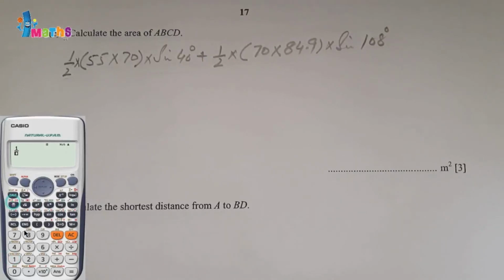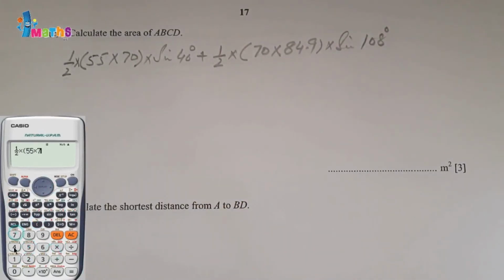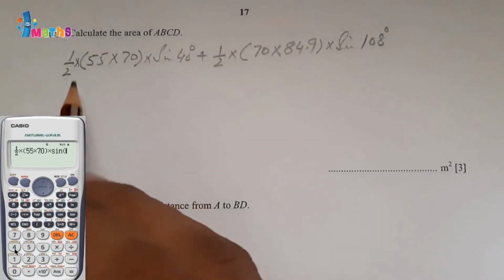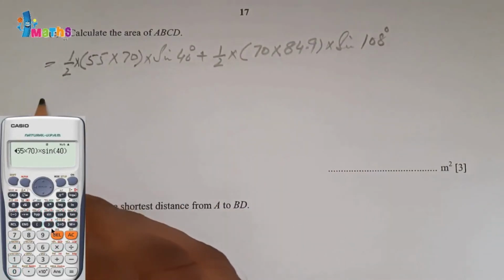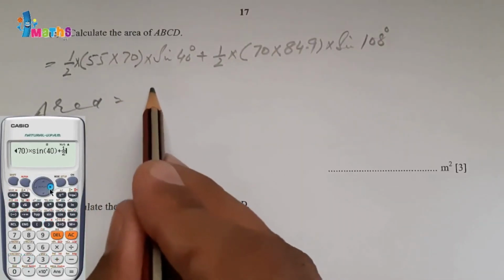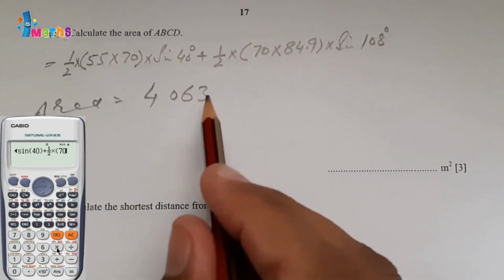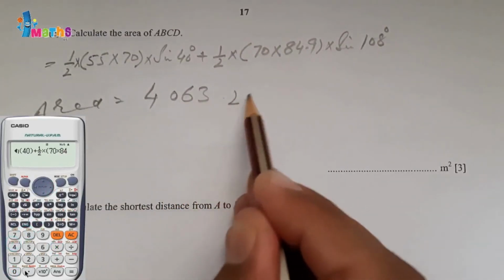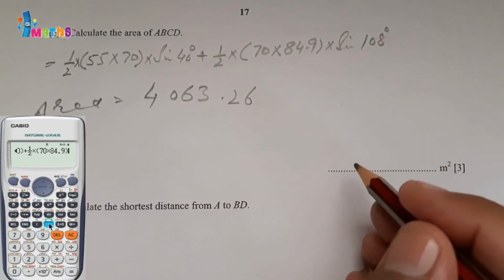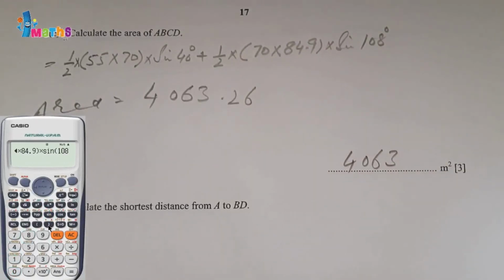So now we will use calculator to find the value of this one. If we insert all these values, so area will be equal to 4063.26, and we can round it to 4063 meters square. This will be our answer.